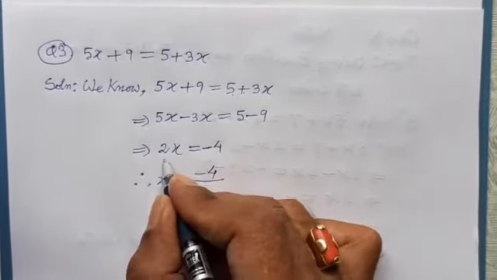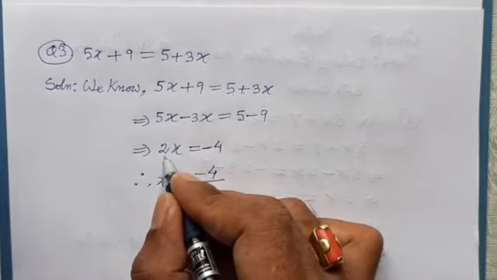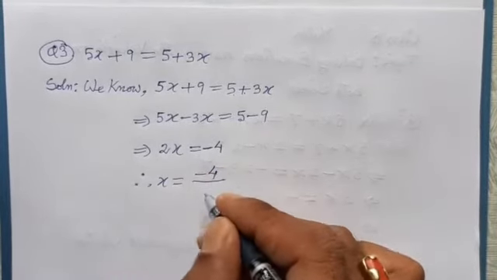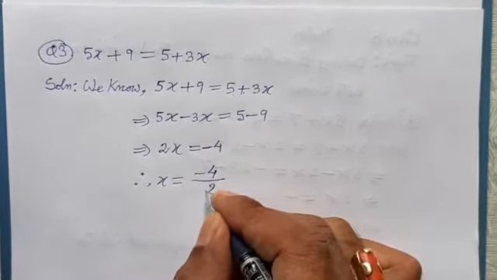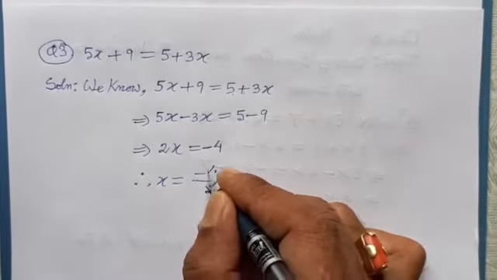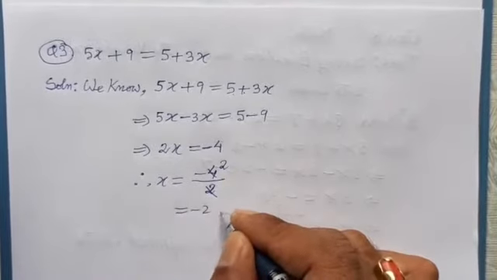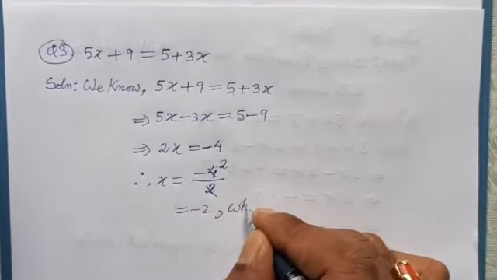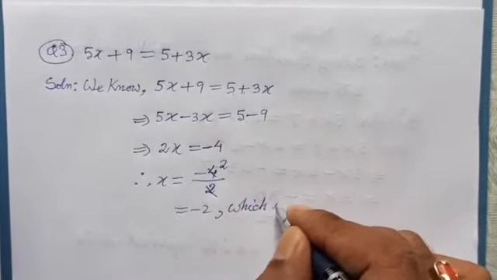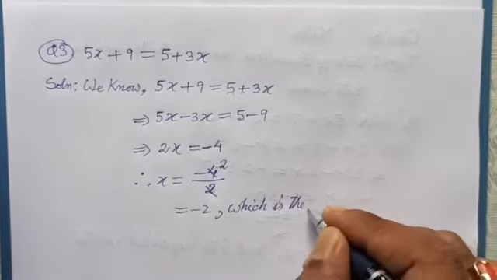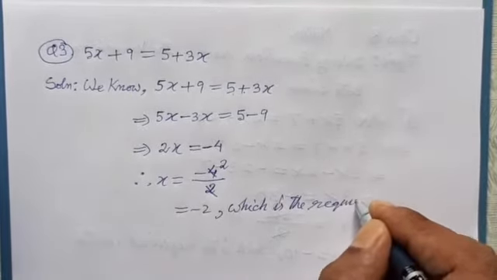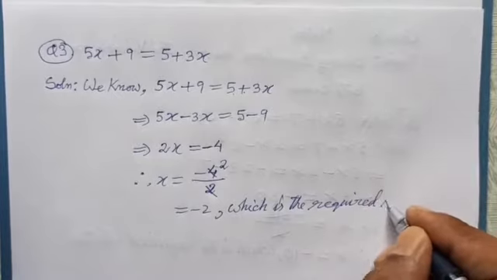Here in between 2 and x there is a multiply sign. If 2 is transposing to the other side, multiply will change to divide. So x is minus 4 divided by 2. 4 divided by 2 is 2 times. So the answer is minus 2. Which is the required solution.